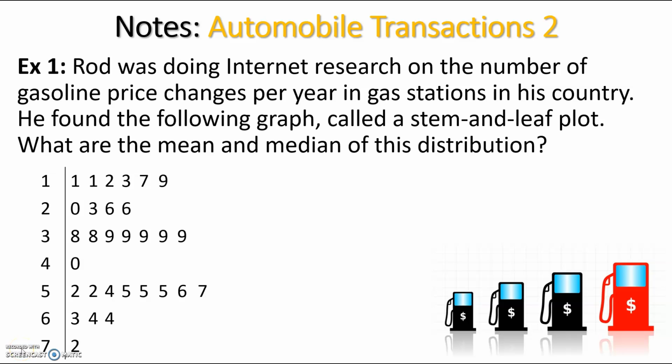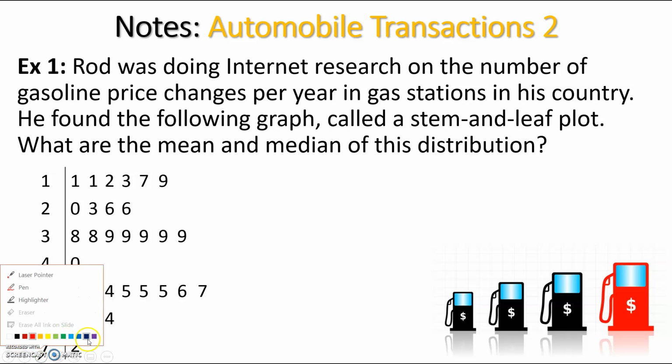The focus of this lesson is automobile transactions. Example 1. Rod was doing internet research on the number of gasoline price changes per year in gas stations in his country. He found the following graph called a stem and leaf plot. What are the mean and median of this distribution?